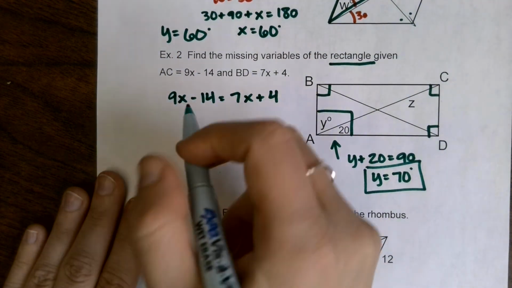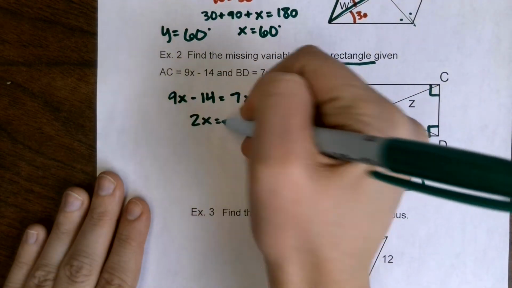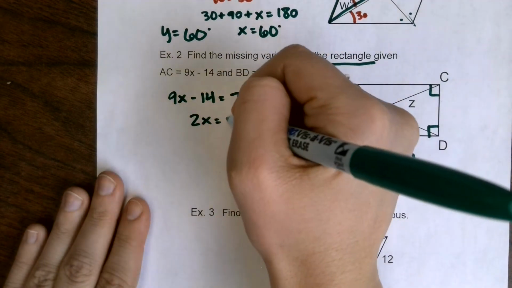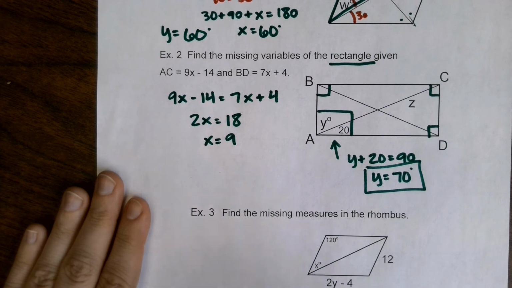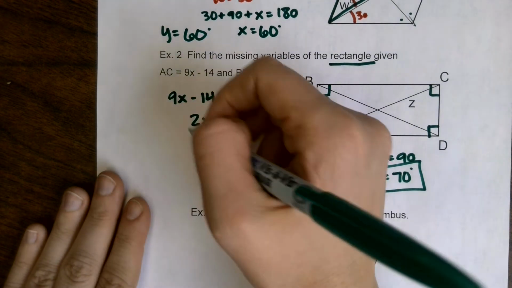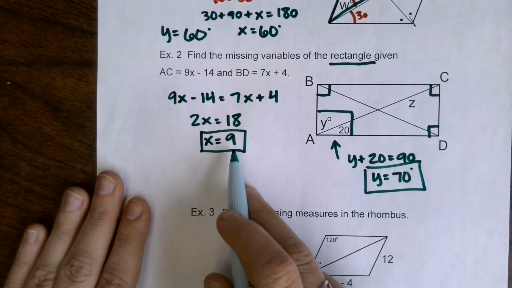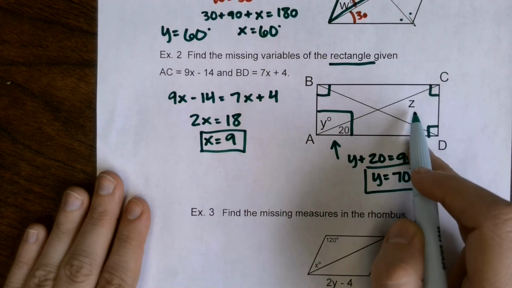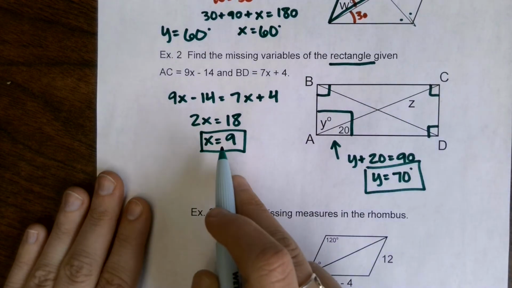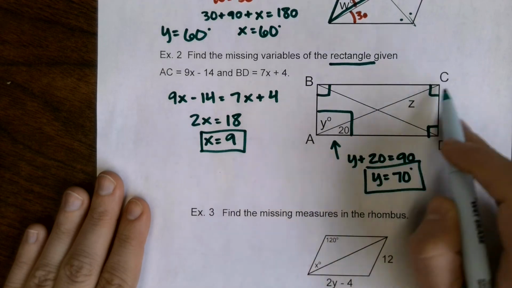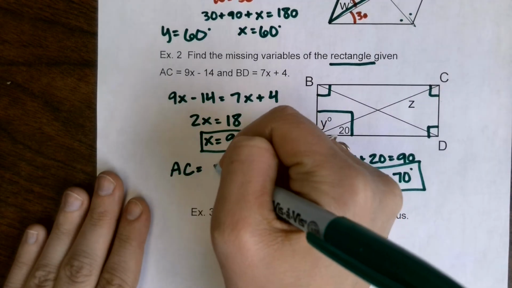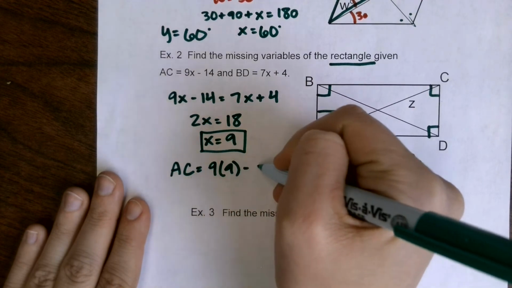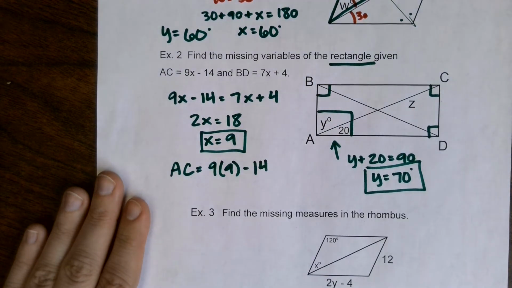I can subtract my 7x from both sides and add my 14. The x is 9. We're finding all variables, so that was important. X is 9, but now if we're going to use that to find Z, I can plug my x back into AC to find all of AC. End up with an 81 minus 14.